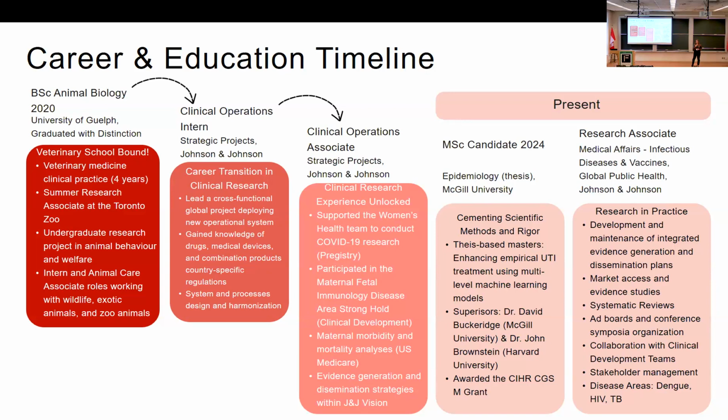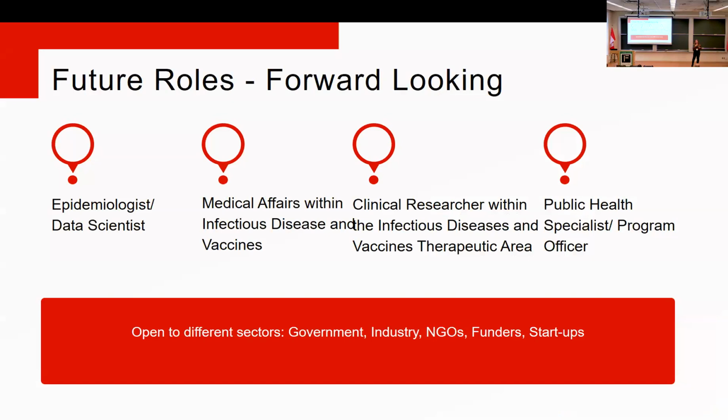And so in terms of future looking, I'm looking for my new challenge where I can have this intersectionality between animal health, human health, environmental health, in various different kinds of roles. As an epidemiologist, maybe within medical affairs, I'm enjoying my role currently, within R&D and more clinical research side of things, or even as a public health specialist or program officer. And I'm really open to working in the various sectors: government, NGOs, funders, startups. I'm also happy to stay in industry. It really depends on the role.